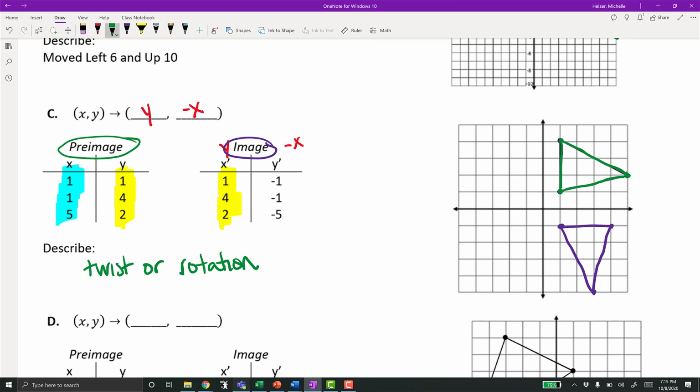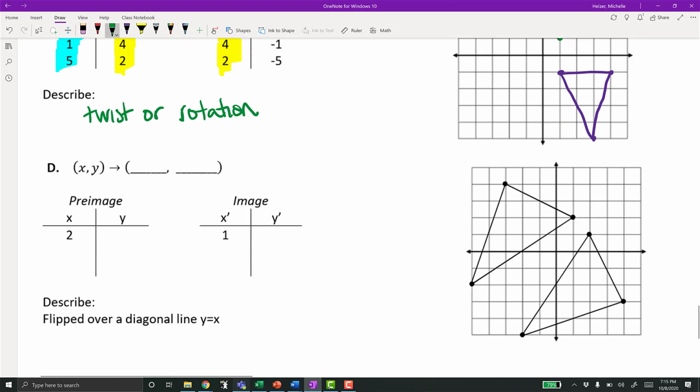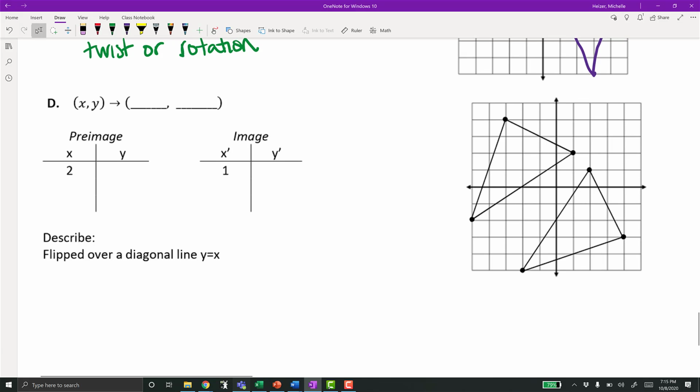Okay. So this is our last one. It already tells us that this is flipped over the line y equals x. So just so you guys can see this, the line y equals x would be this line here. So that's what we would call the line of reflection. So we're flipping over that. But it gives us both the image and the pre-image. So what we need to do is fill in our table first.